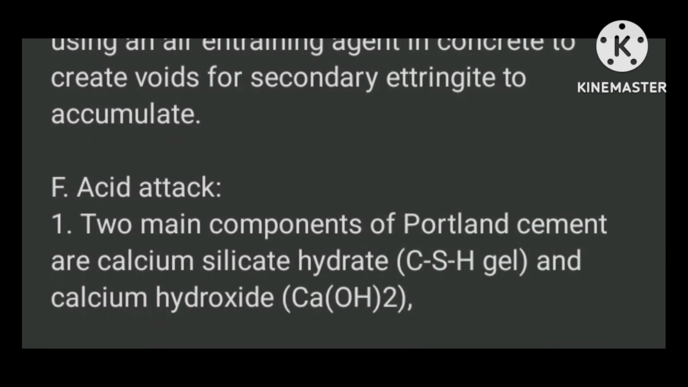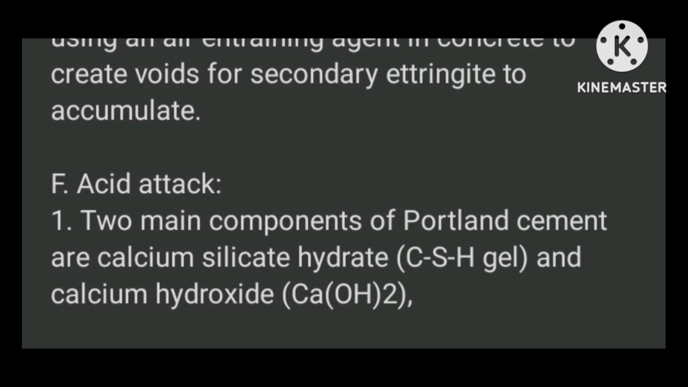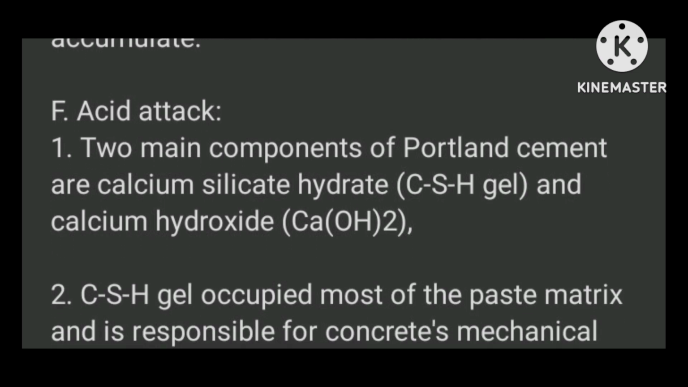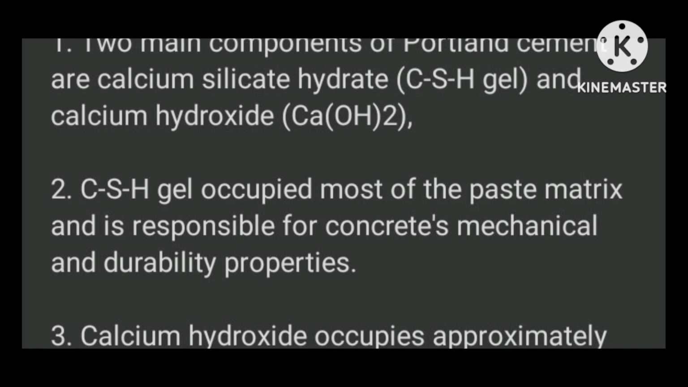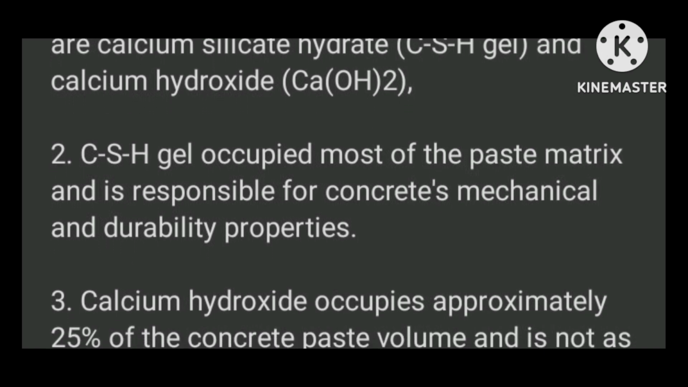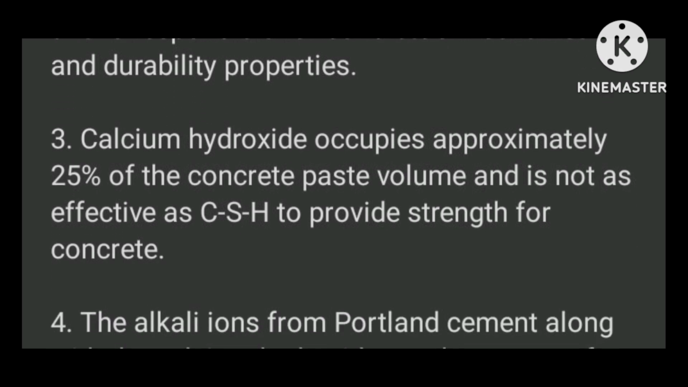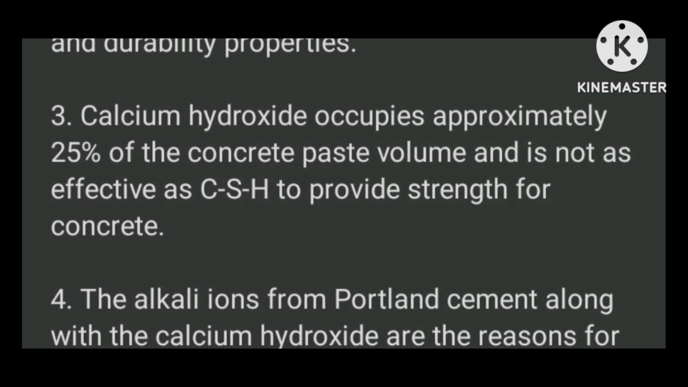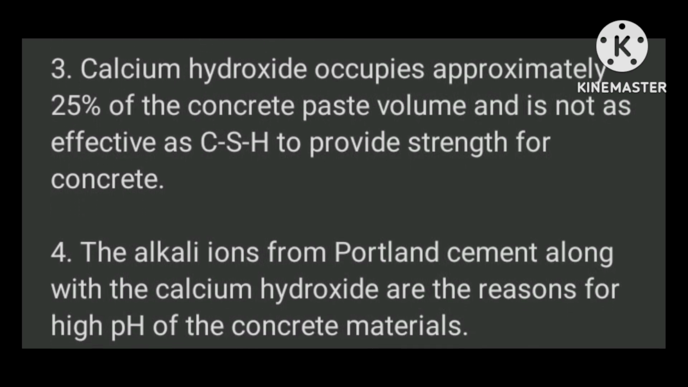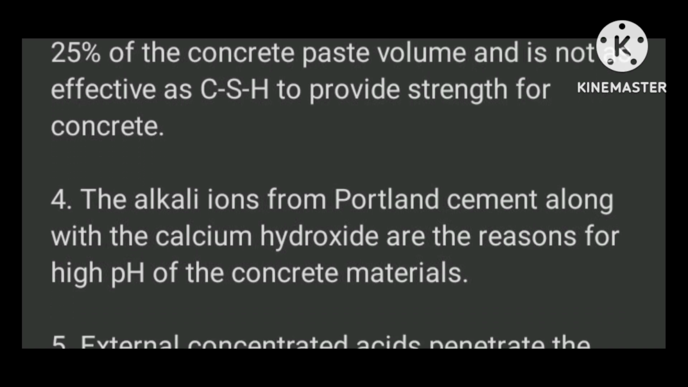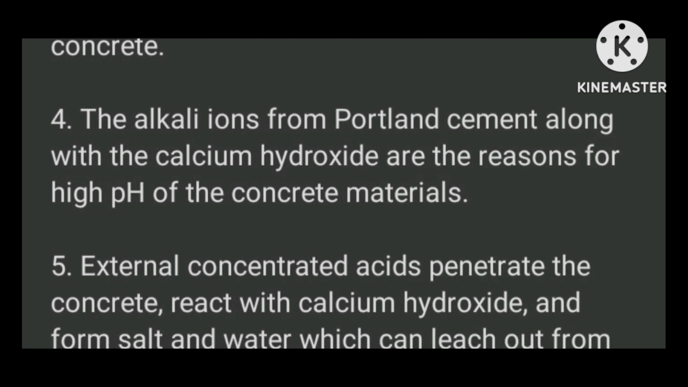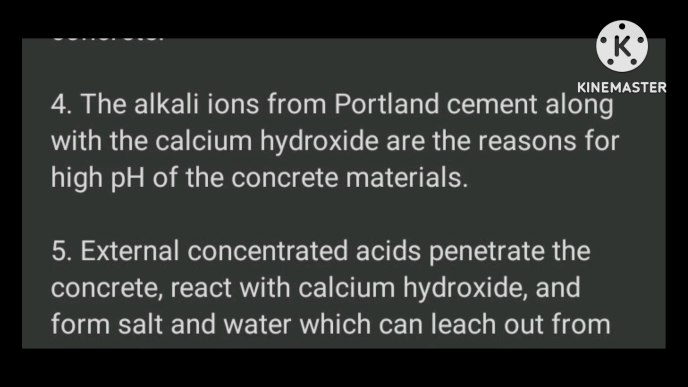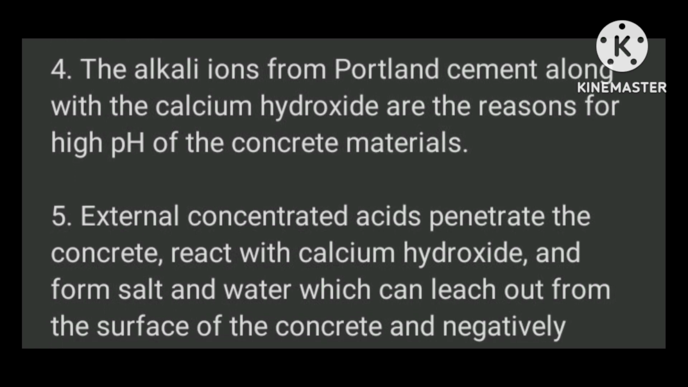Acid attack. First, two main components of Portland cement are calcium silicate hydrate, CSH gel, and calcium hydroxide, Ca(OH)2. Second, CSH gel occupies most of the paste matrix and is responsible for concrete's mechanical and durability properties. Third, calcium hydroxide occupies approximately 25% of the concrete paste volume and is not as effective as CSH to provide strength for concrete. Fourth, the alkali ions from Portland cement along with the calcium hydroxide are the reasons for the high pH of the concrete materials.